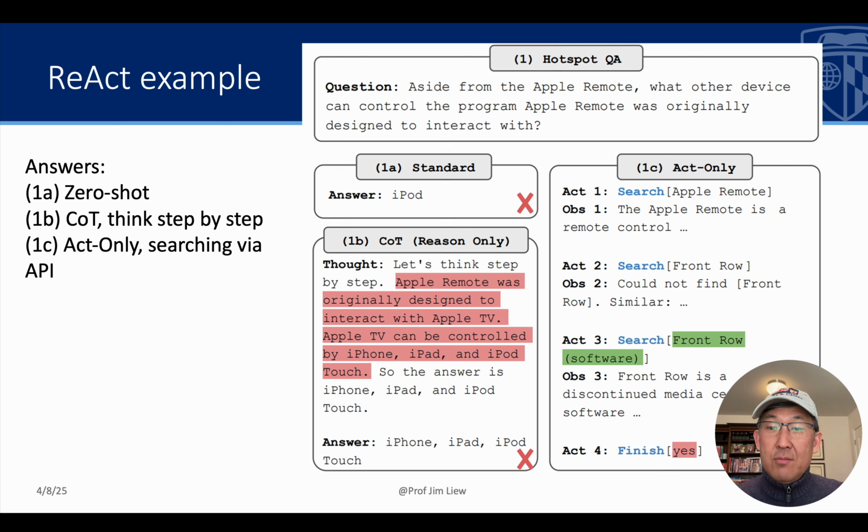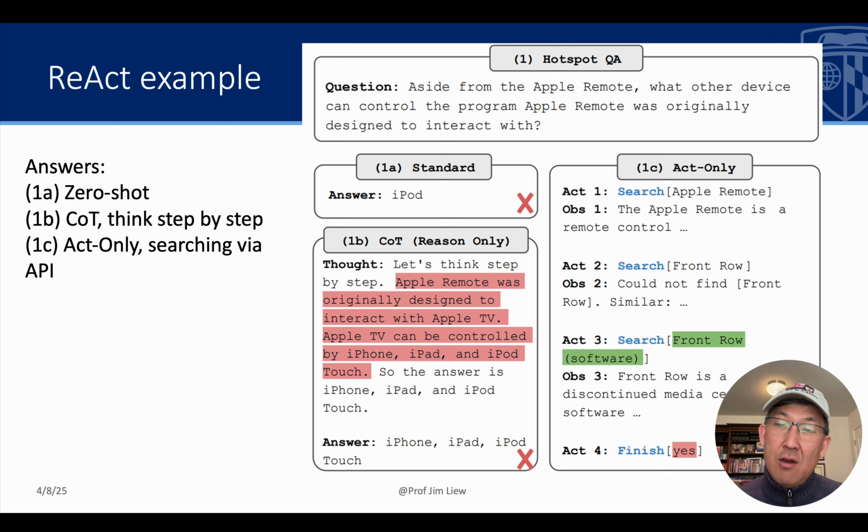If you try to use chain of thought reasoning, so you're adding some more into the prompt, let's think about it step by step. Apple remote was originally designed to interact with the Apple TV. Apple TV can be controlled by the iPhone, iPad, and iPod. So the answer is iPhone, iPad, and iPod. So chain of thought actually doesn't give you the right answer. That's wrong too.